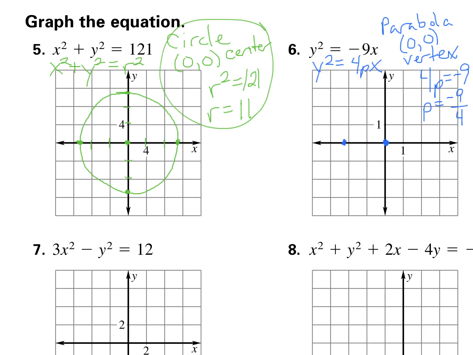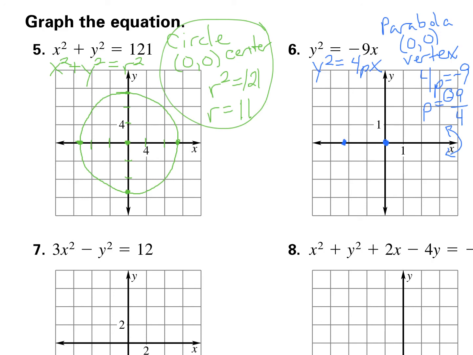Okay, what this does is it definitely indicates that it's opening to the left, which I could have figured out as soon as I saw that p was negative. That means that it's going to open to the left if it's in the form y squared equals 4px. I know that it must open either left or right, and the fact that p is negative means that it opens to the left. And now I've verified that graphically because the focus must be inside the parabola.